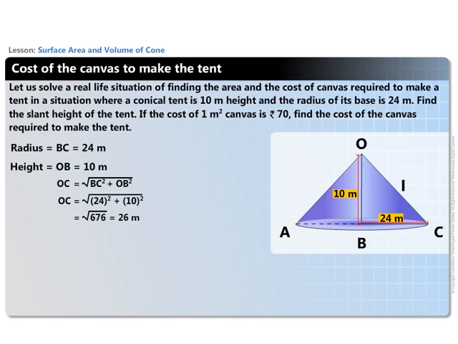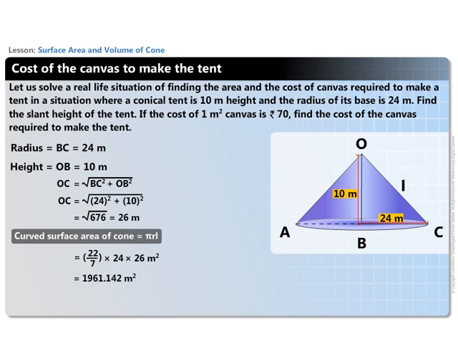Substituting the known values of the radius and height, the slant height of the cone is calculated as 26 meters. Since the tent is in the shape of a cone, using the formula for curved surface area of a cone as pi r l and substituting the known values and simplifying, we get the curved surface area of the cone as equal to 1961.142 meters square.